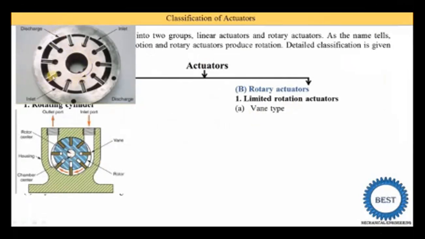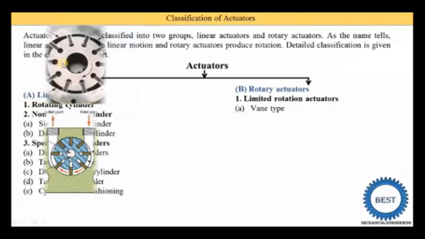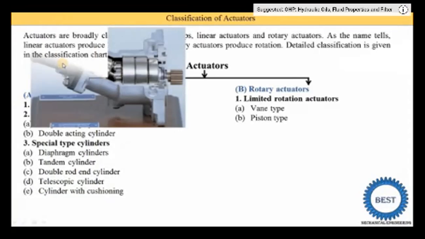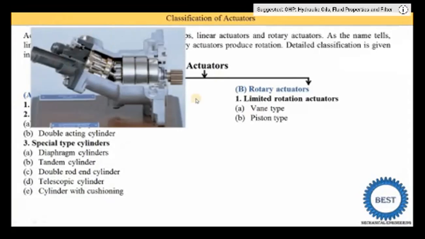So these are the rotors and these are the various vanes that we already understood in the vane type pump. There is a vane type pump and the vane type actuator is also there. For that I will also make a detailed video in a short time, so you can watch it later on. Second one is the piston type. Here you see this is the piston type rotary actuator.